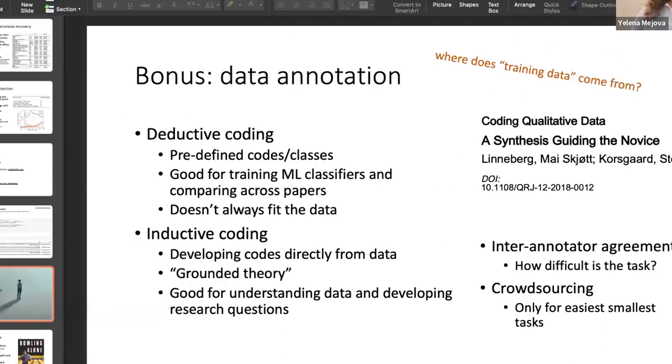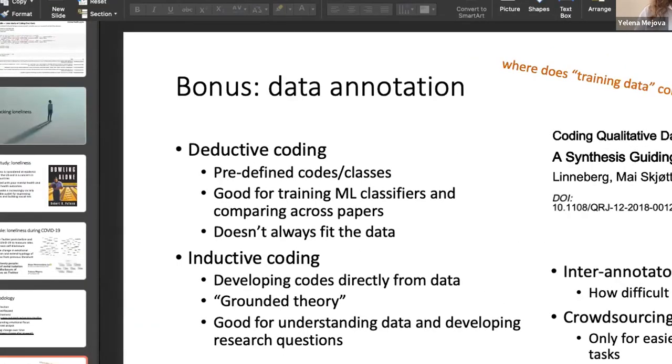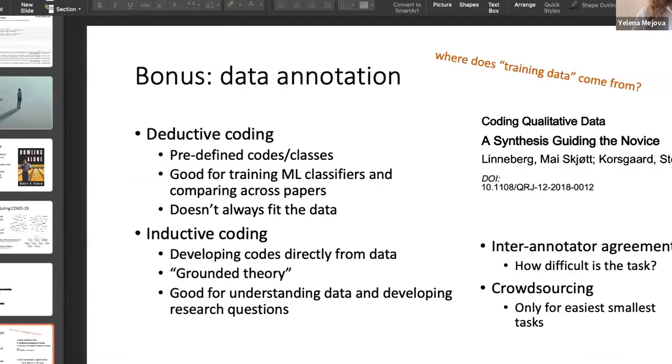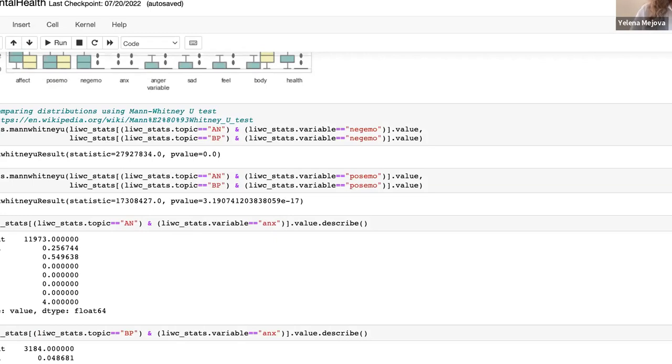Okay, so just quickly, I want to show you what it would look like.